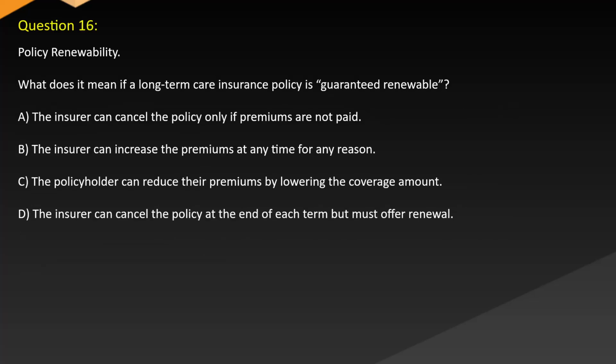Question 16. Policy renewability. What does it mean if a long-term care insurance policy is guaranteed renewable? A. The insurer can cancel the policy only if premiums are not paid. B. The insurer can increase the premiums at any time for any reason. C. The policyholder can reduce their premiums by lowering the coverage amount. D. The insurer can cancel the policy at the end of each term but must offer renewal.